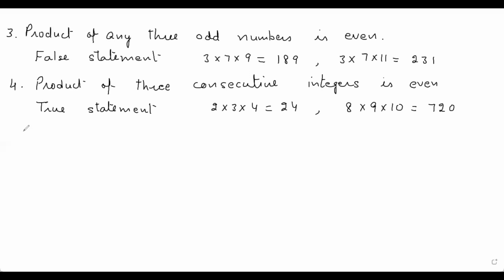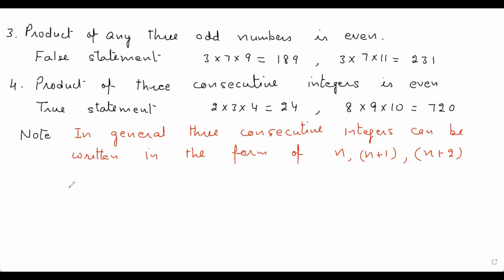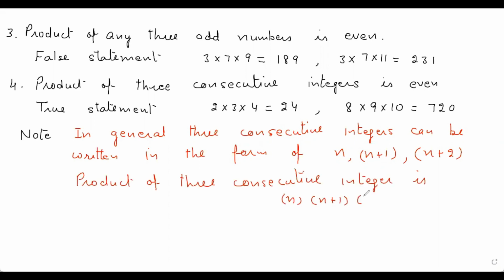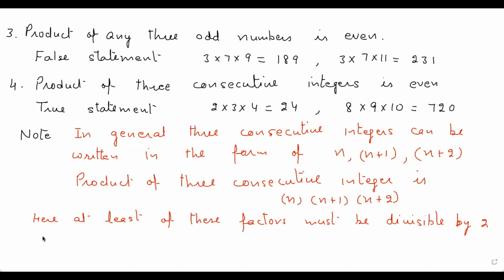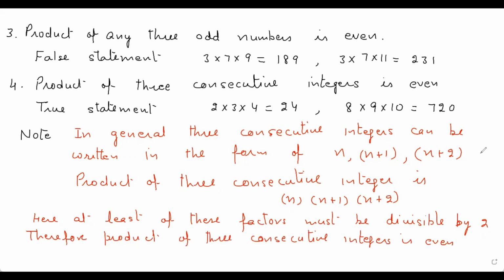I'm going to write one note here. In general, three consecutive integers can be written in the form of n, n plus 1, n plus 2. Their product is n, n plus 1, n plus 2. Now here, at least one of these factors must be divisible by 2. Therefore, product of three consecutive integers is even.